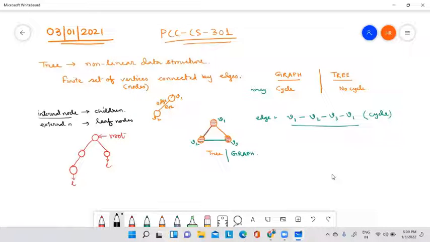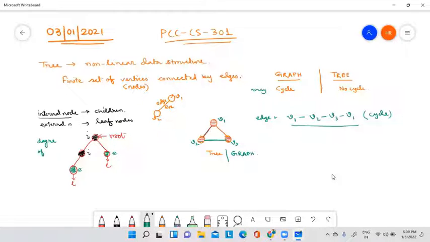So in this particular picture, this is one internal node I, this is another internal node I, and these two are leaf nodes, or external nodes E. So this is another definition of external node and internal node. Now there is another interesting term used, called degree.